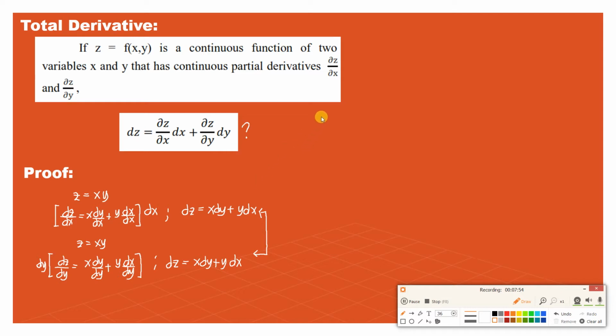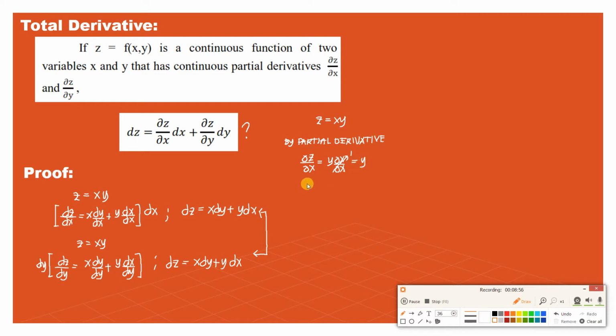So balik tayo ulit sa original equation na z is equals to xy. If we're going to get the partial derivative, this is the rule of partial derivative para ma-prove natin yung formula ng total derivative. By partial derivative, we're going to get the derivative partially of z with respect sa x. So ibig sabihin, lahat ng walang kinalaman kay x magiging constant. Therefore, we have x times y. So si y magiging constant kasi wala siyang kinalaman kay x, times the partial derivative of x with respect sa x, so this is equated to 1. So it means that the partial derivative of z with respect sa x is just equals to y.